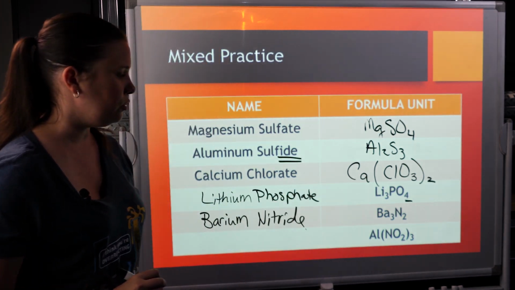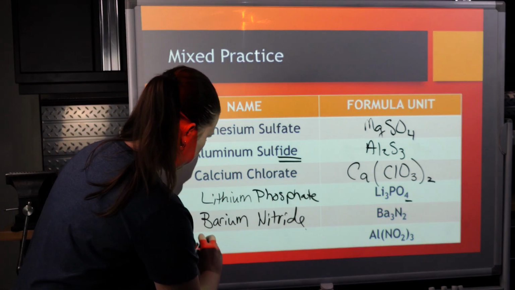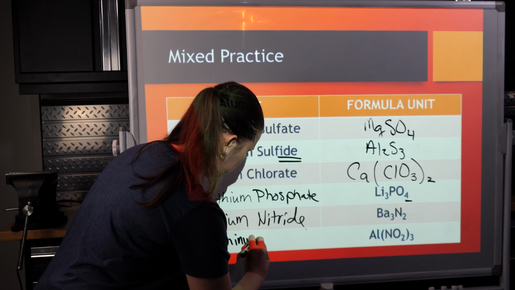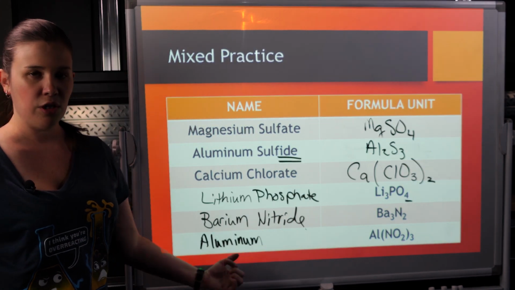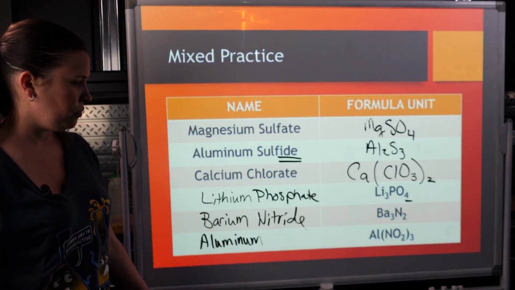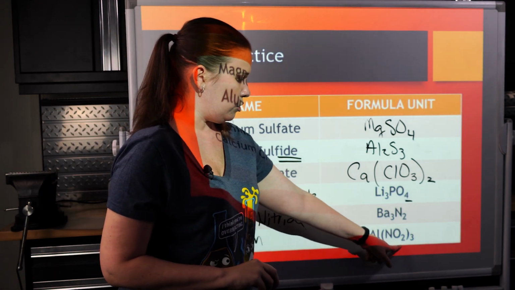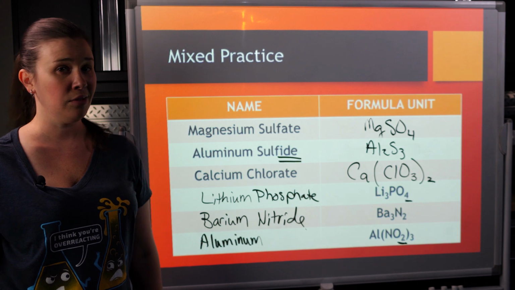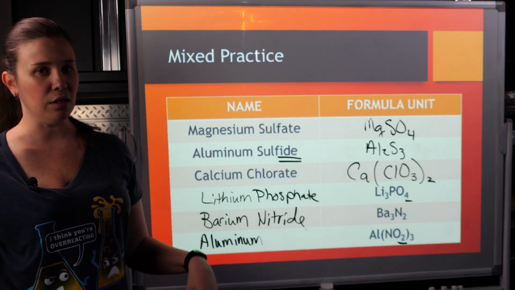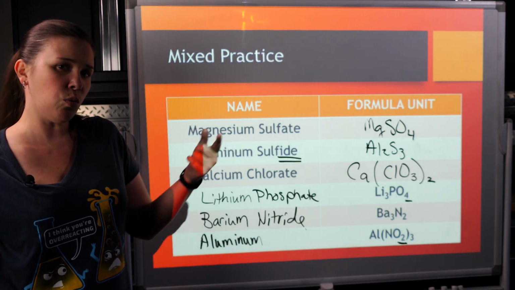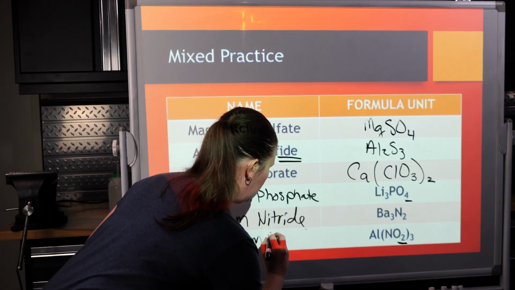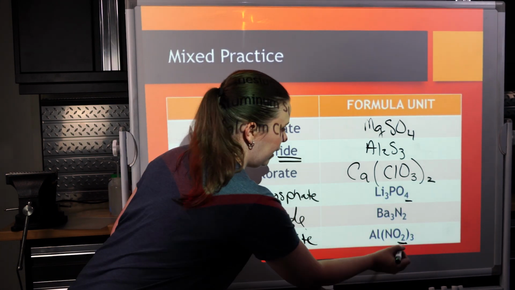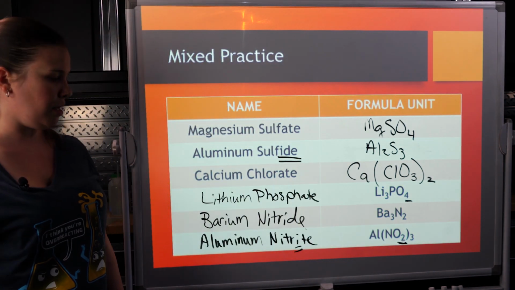Last one, aluminum, and then NO2. So aluminum, again, not a transition metal, so all I need to worry about is writing aluminum down. No ending change, no Roman numeral. Now I want to look at NO2. Is NO2 what we memorized? No, it should be NO3, nitrate. So this is one less oxygen, which would make it nitrite with an I, because I have one less oxygen.